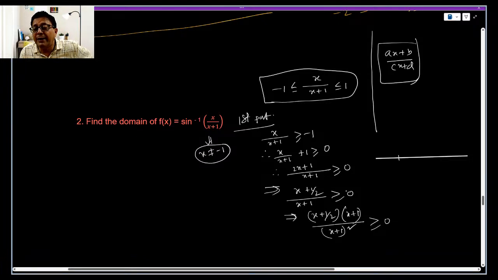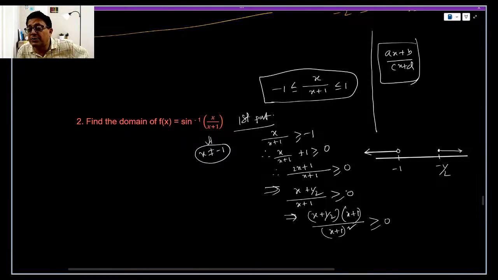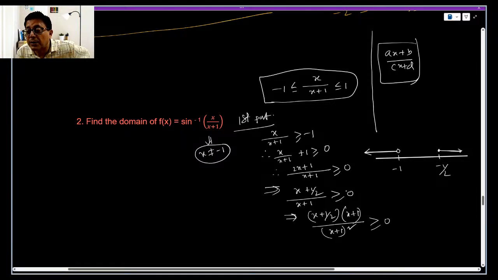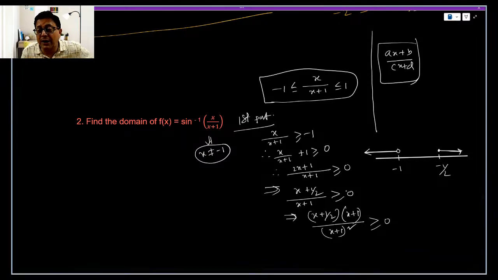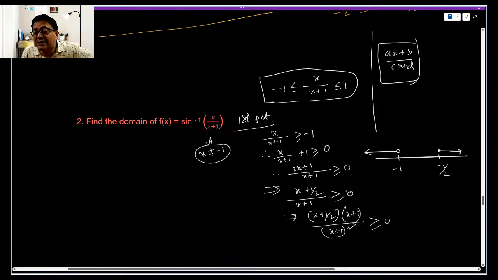So on the number line, the points are minus 1 and minus half. Clear? So greater than or equal to means what? It will be greater than or equal to minus half. It will be less than minus 1. That's why I am using a blank circle. Clear? I hope you have understood. Taking the first part, the value of x lies here, less than minus 1 and greater than minus half.